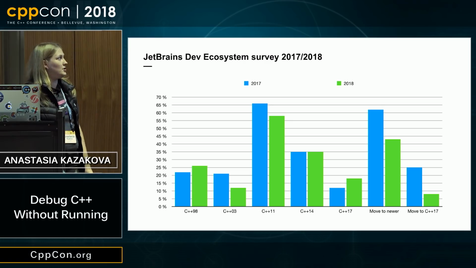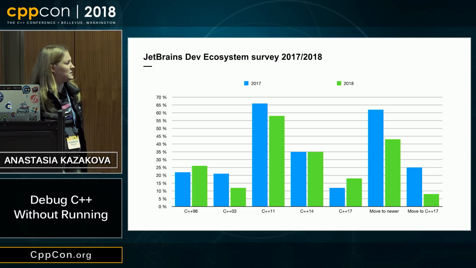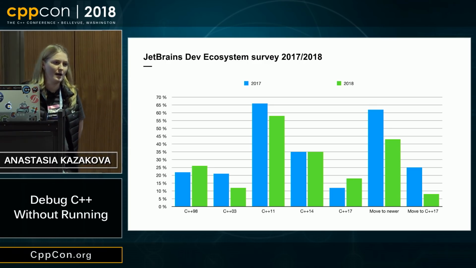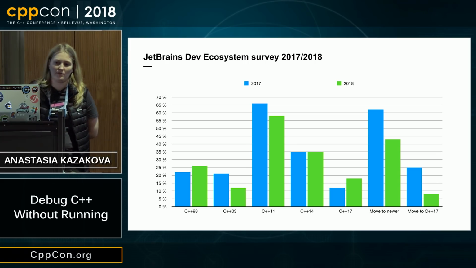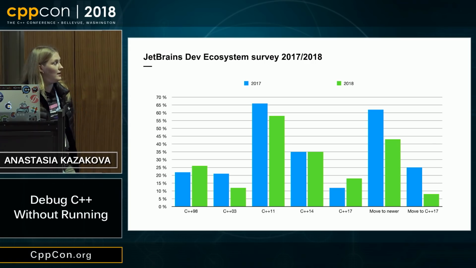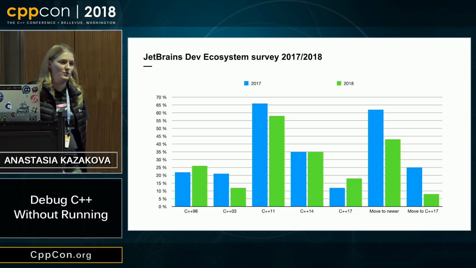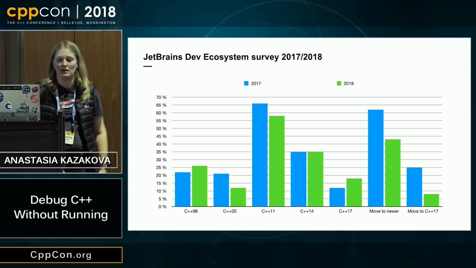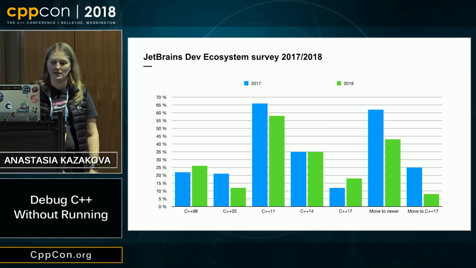I told you that, according to many studies, C++11 and C++14 are still the trending standards for most C++ developers in the world. And it actually has a couple of confirmations. This is information from our JetBrains Developer Ecosystem Survey. We run it quite widely. We started in 2017, then another one was in 2018. So you have two graphs here, the blue for 2017 and the green for 2018.